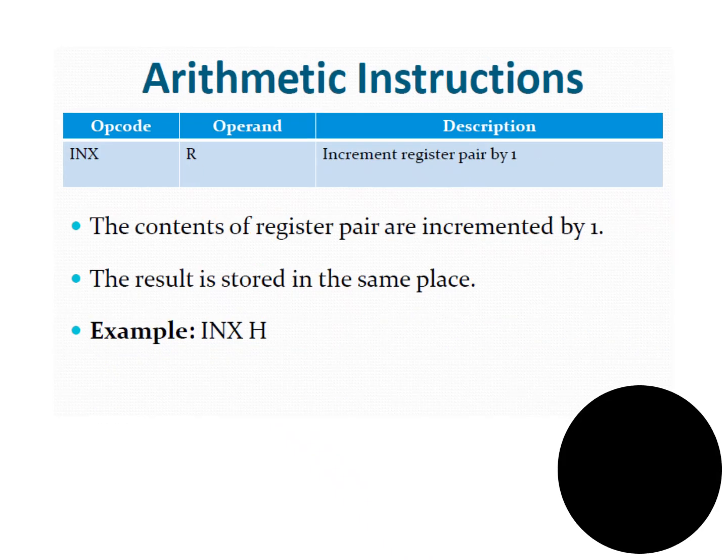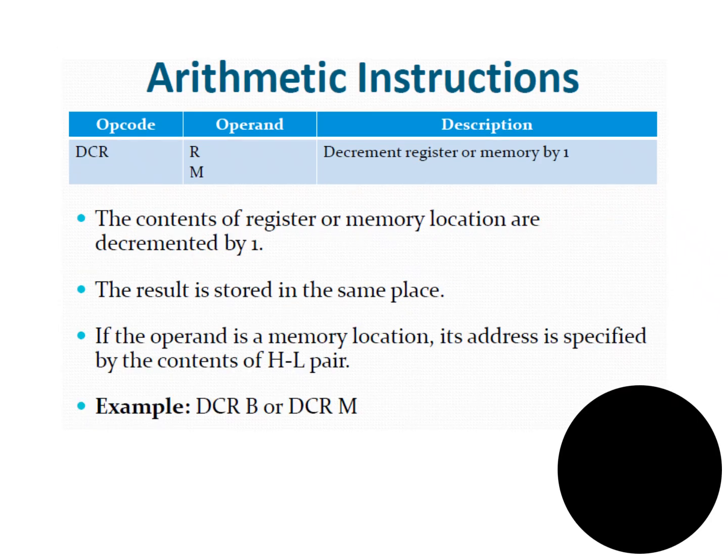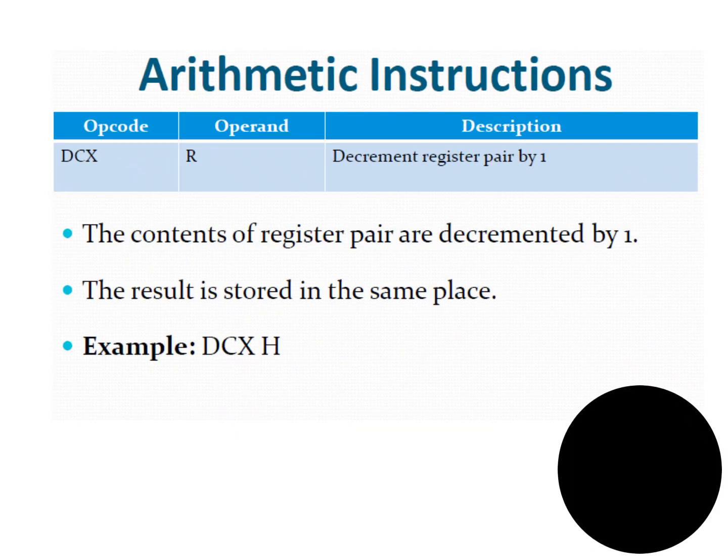And similarly INX means it is for 16-bit data. INX will act on the content of the register pair, which is nothing but the HL register pair. The content of the register pair will be incremented by 1. If it is the B register in the place of H, the content of the BC register pair will be incremented by 1. And similarly decrement, subtracted by 1. Okay, here also subtracted by 1. So it is nothing but 16-bit data.